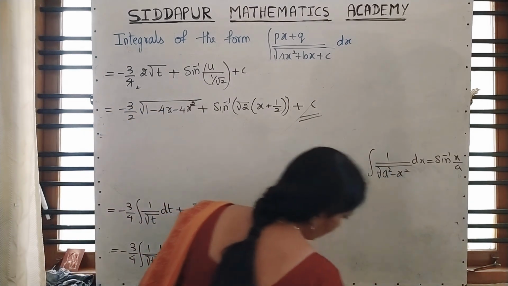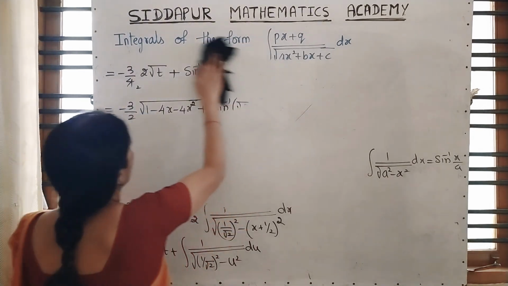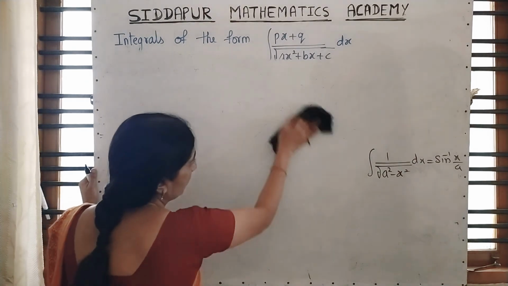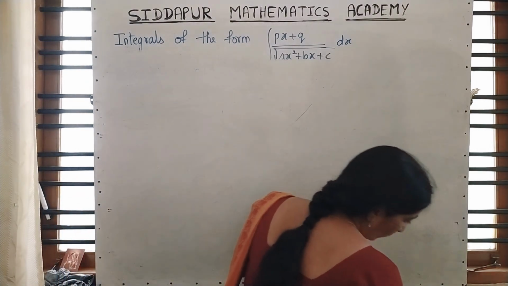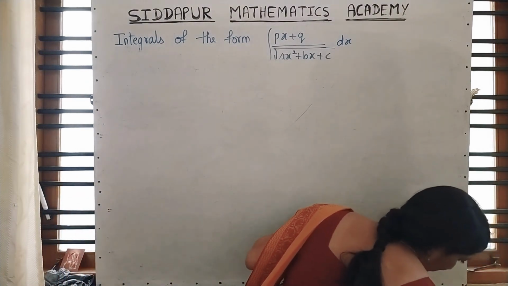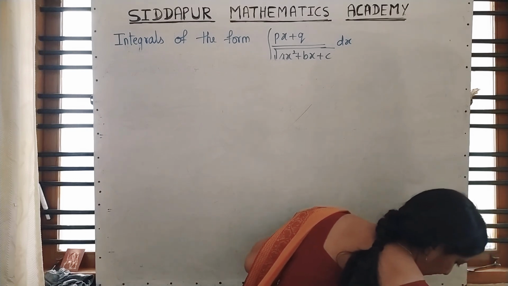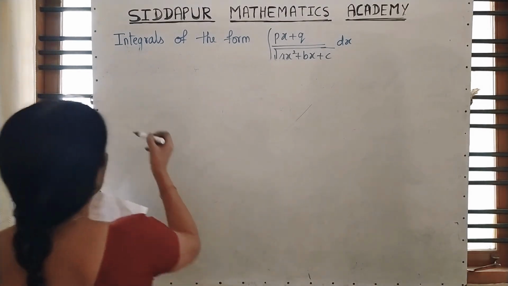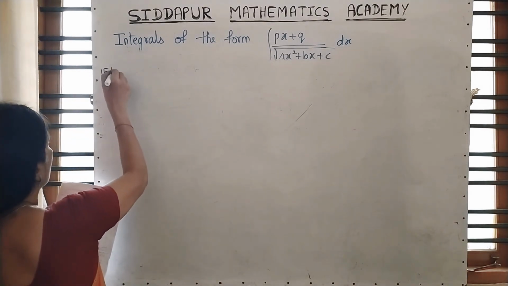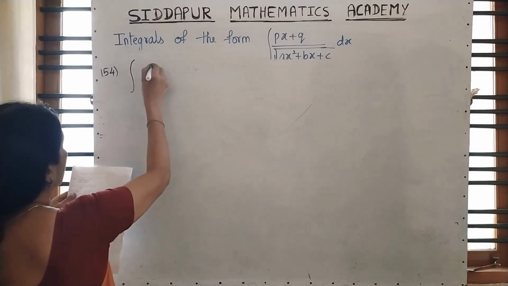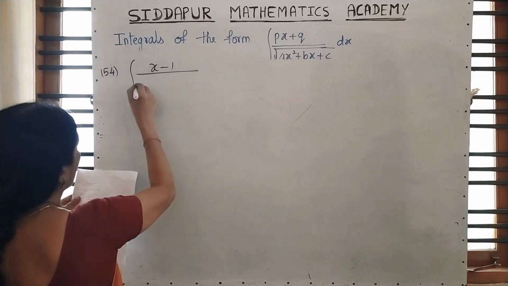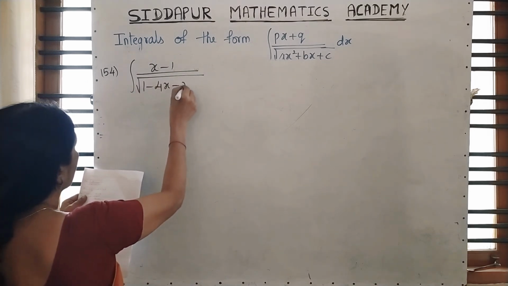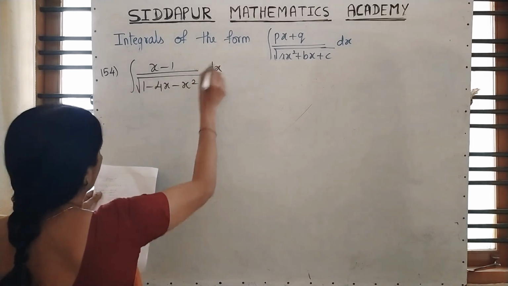Moving to the next question, that is question number 154. I am explaining the concept very slowly. If you write along with me, I know that definitely you will become perfect in this method. Question number 154: x minus 1 upon root of 1 minus 4x minus x square.